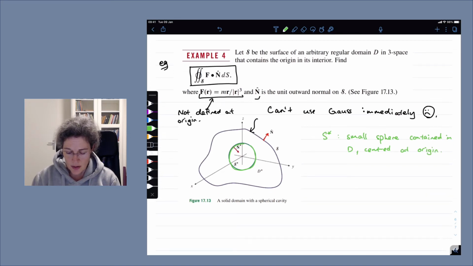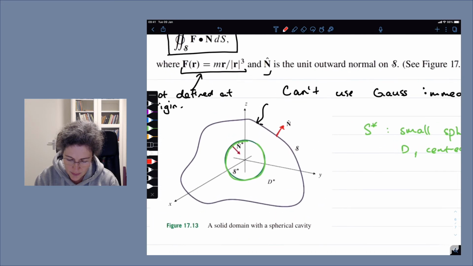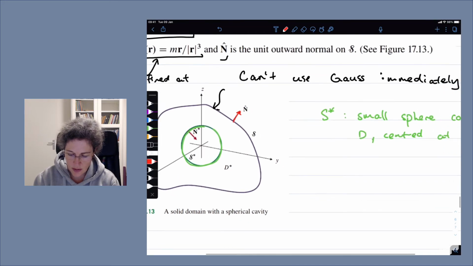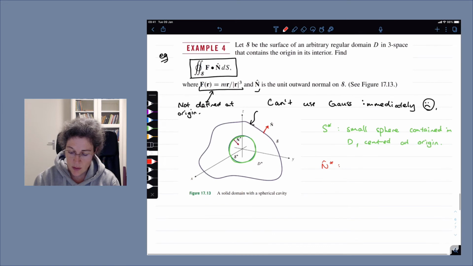All right, so we can see that there. And the next thing is we're going to define this normal n star here as the normal pointing in. So n star is our unit normal pointing into our little sphere, S star.